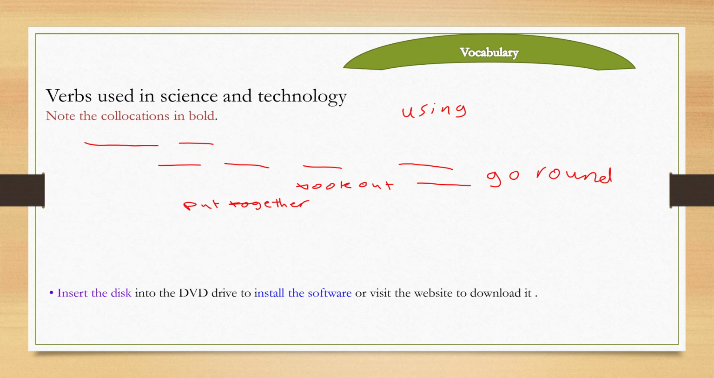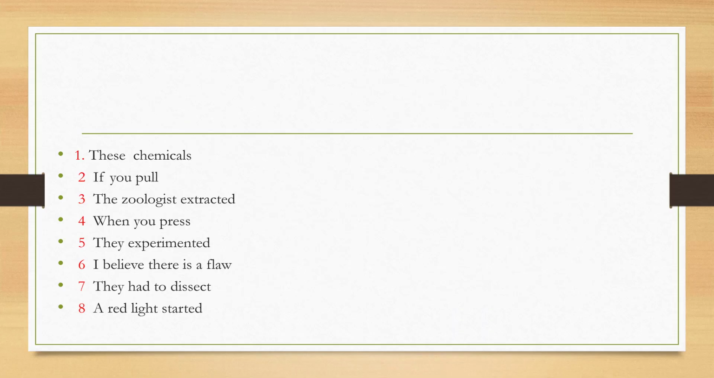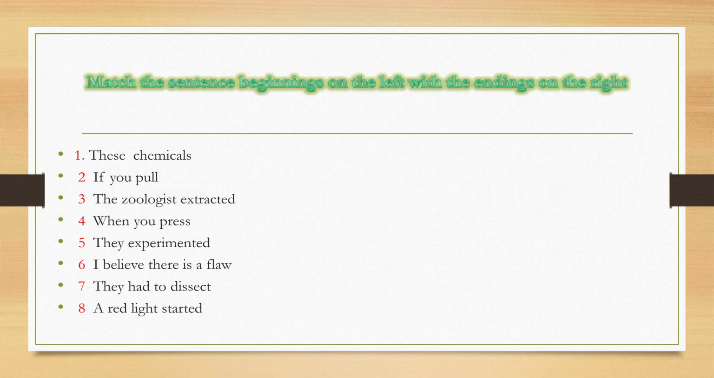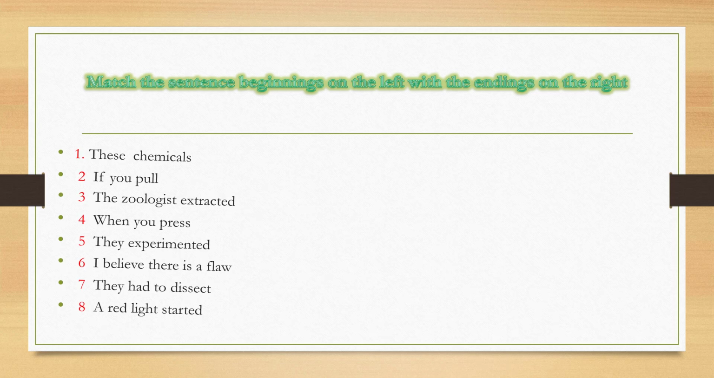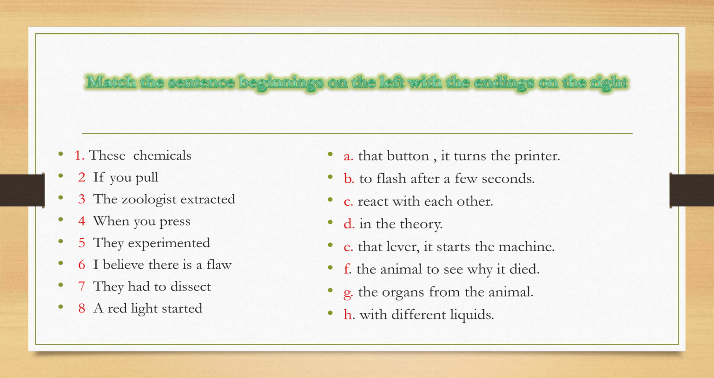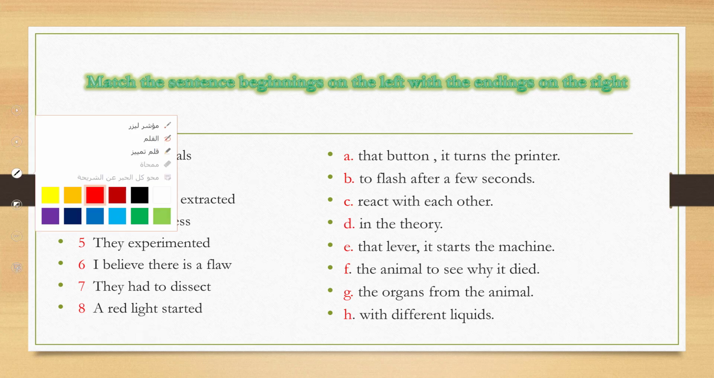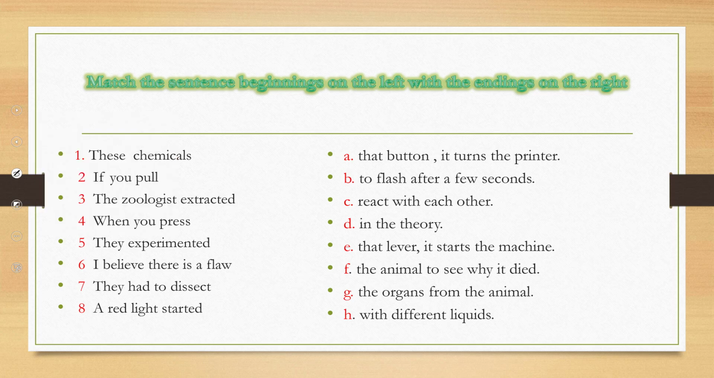Okay, now we have an exercise. Put in your mind the collocations of the words. Match the first column with the second one. First, dear students, think of this. These chemicals. Where should we match? Number one. These chemicals. With C. Chemicals react with each other.